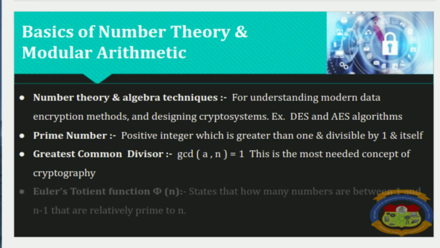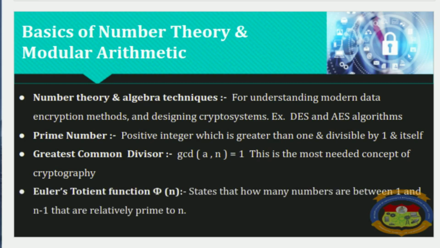After that, one more concept is Euler's totient function, denoted by phi(n). So phi(n) states how many numbers between 1 and n minus 1 are relatively prime to n. All positive integers less than n are relatively prime to it if n is prime. Numbers are said to be relatively prime if their GCD is 1. These are the few fundamentals we need to understand before we start learning RSA. So next is the working of RSA.